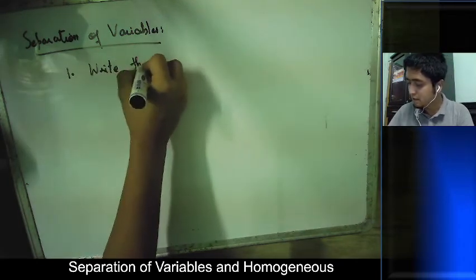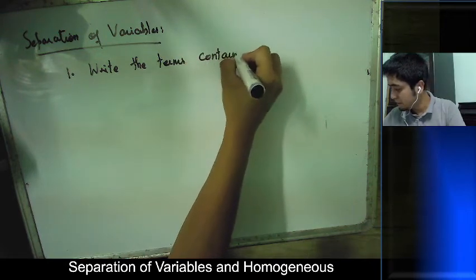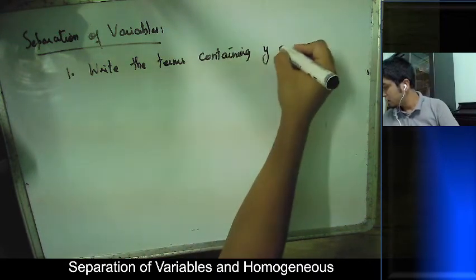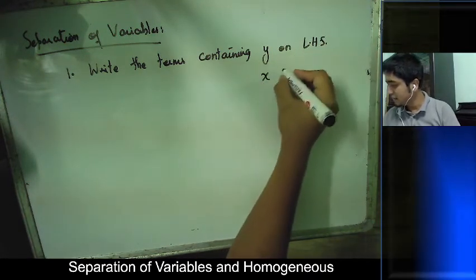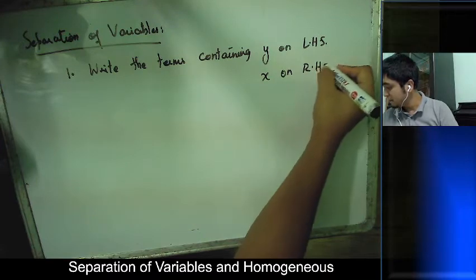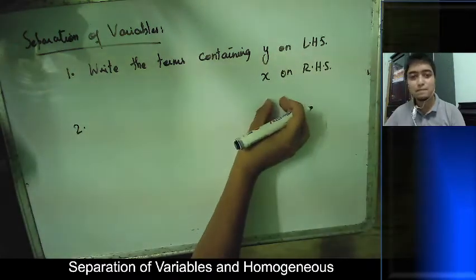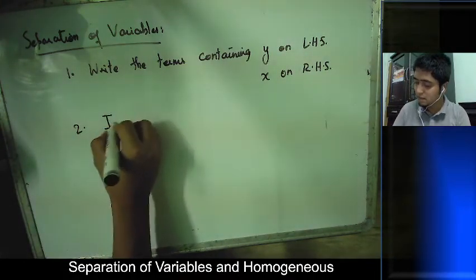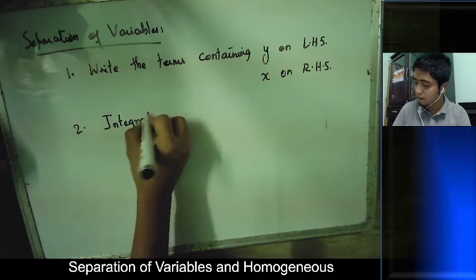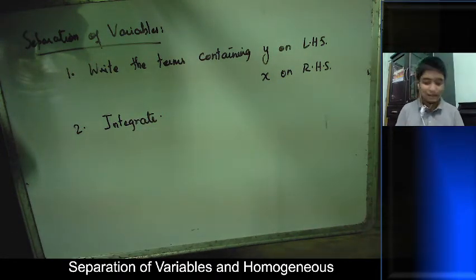Write the terms containing y on the left hand side and the terms containing x on the right hand side. If this can be done, then we proceed to step 2, which is integrate. All right, so this is what we will do. I will highlight this one with an example.